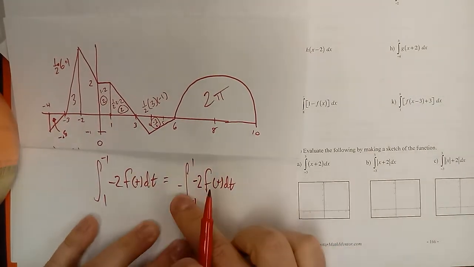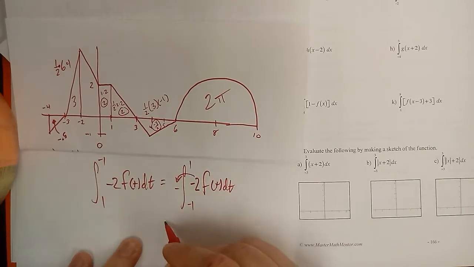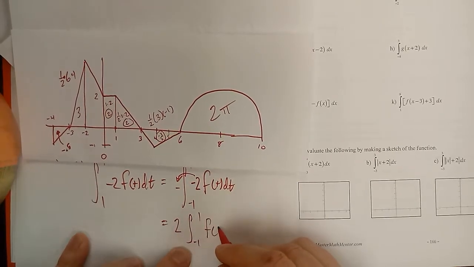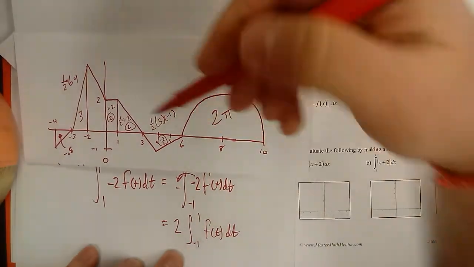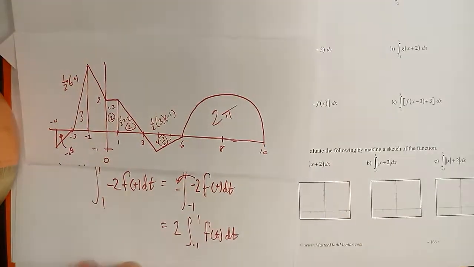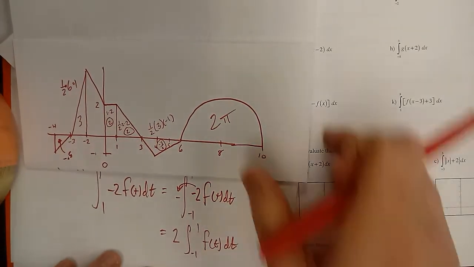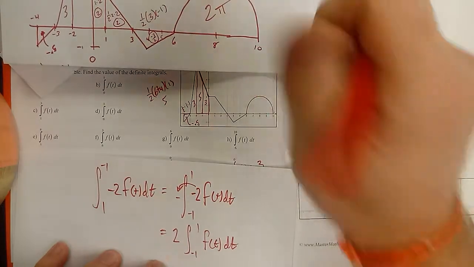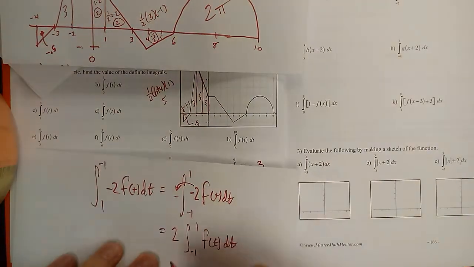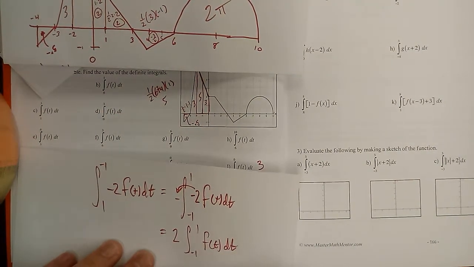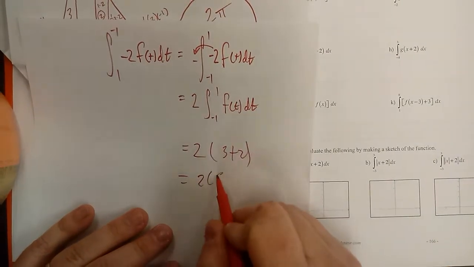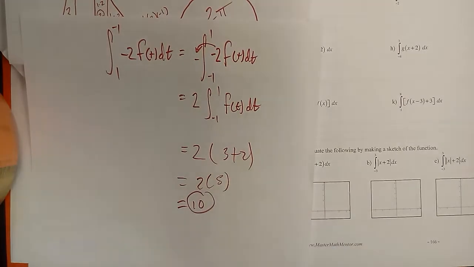Wait, but then it says negative and negative. I can actually pull that -2 out front. So a negative -2 is positive 2. So it just says, hey, go from -1 to 1, find the area underneath, multiply by 2. Literally it. So I think we've already got most of that. From -1 to 0 it was 3, and then from 0 to 1 it was 2, so 3 plus 2 is 5. So 2 times 5, so 10, and we're done.